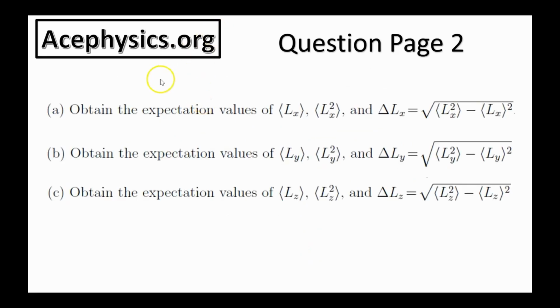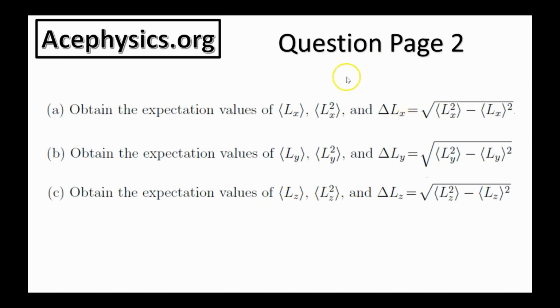And here's the question. Part A, obtain the average value of Lx, the average value of Lx squared, and the uncertainty in Lx, which is given by the famous standard deviation formula. Part B, do the same thing for Ly, Ly squared, and find the standard deviation in Ly. And for part C, do the same thing for Lz.